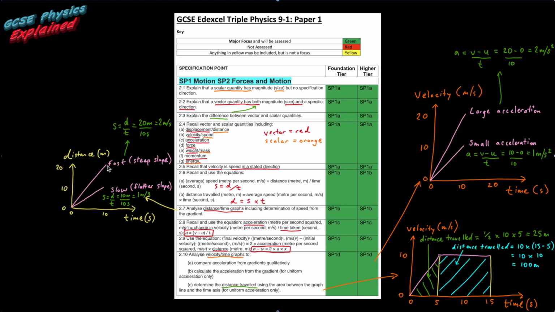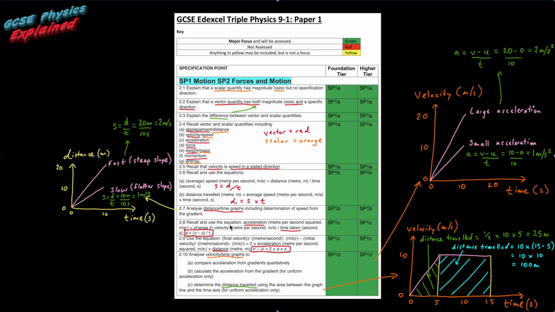You also need to be able to calculate the speed from the gradient. So to get the speed, just do the distance over the time. So you can see from this area here, it's travelled 20 metres and it took 10 seconds. So 20 metres over 10, that would give us 2 metres a second. Whereas for this slower car or whatever it is, speed is distance over time, it only did 10 metres in 10 seconds. So that's only 1 metre per second.